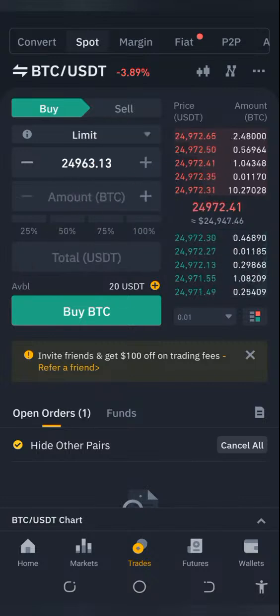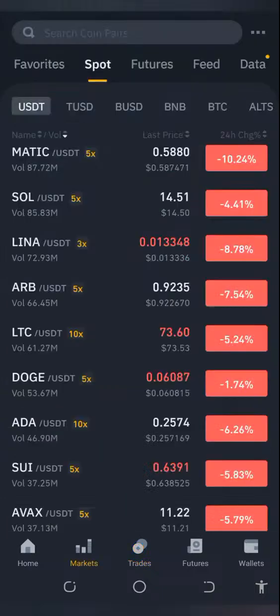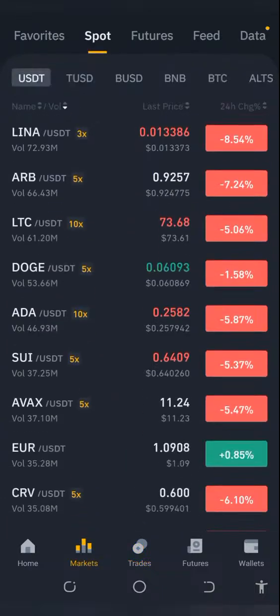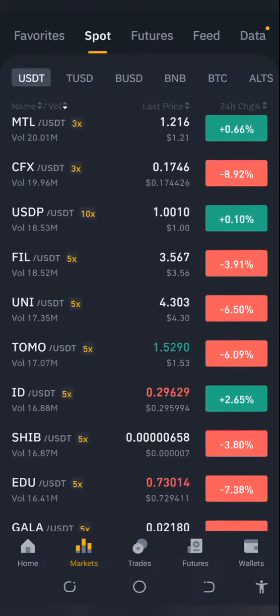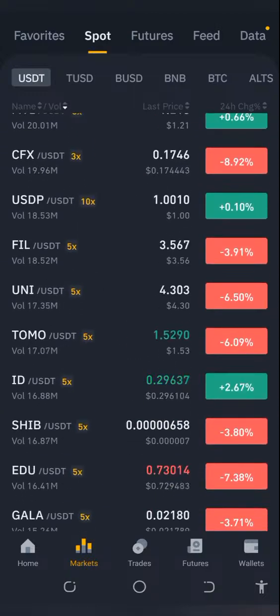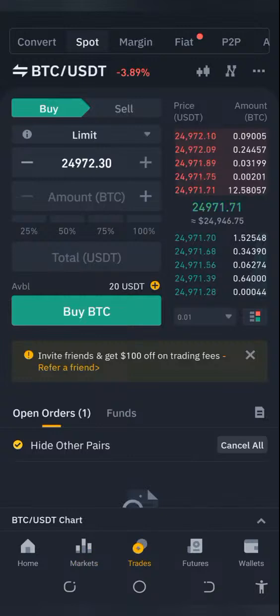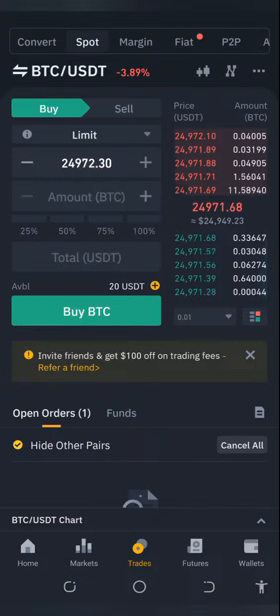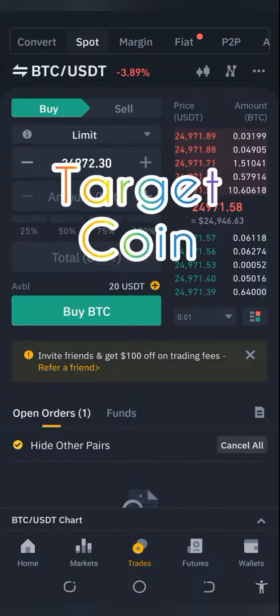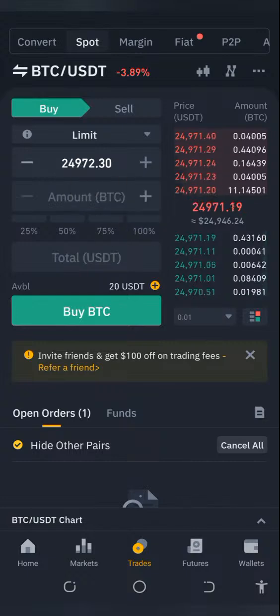Now, look at this. We've gone to the coin section, and you can see there's so many coins here. You need to pick one. And of course, in our income strategies course, we show you how to pick the right one based on different parameters. When you pick the coin that you want to use, we're going to have 3 coins. First off, you need to have what we call your base coin. Second, you're going to have what we call your target coin. And then third, we're going to have your profit coin.